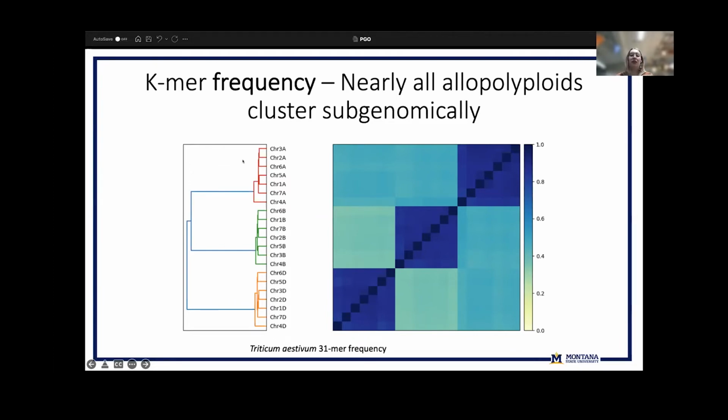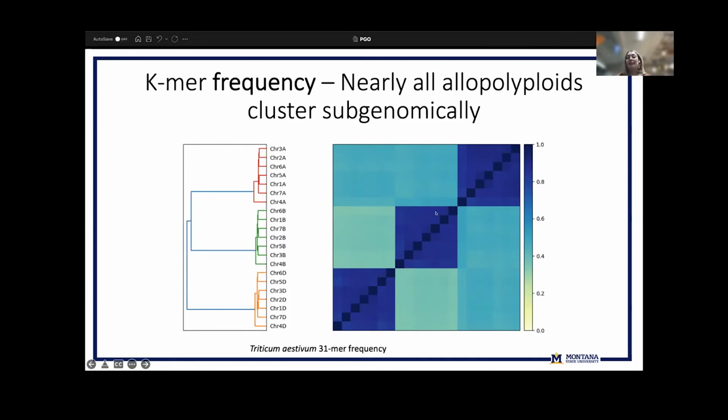What we can see on the dendrogram is that the A and B subgenomes are more closely related to each other than the D subgenome. This makes perfect sense given that the A and B subgenomes hybridized about 500,000 years ago, and the D subgenome didn't join the party until a few thousand years ago.